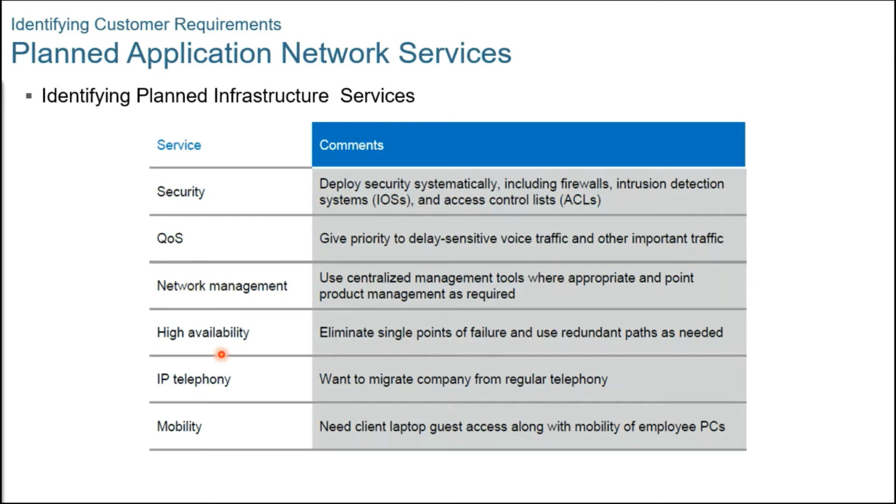Now for high availability, use redundant paths and terminate connections on different network devices to eliminate single points of failure. We have a lot of technology being used for high availability, so you just have to review your basic networks about these terms and technologies being mentioned. Next would be IP telephony: the company wants to migrate to IP telephony. For IP multicast, the introduction of IP multicast services needed for video conferencing and e-learning solutions should be considered. You also have mobility: the need for mobility for employees and guest access for clients. All of this would be the planned application and network services.